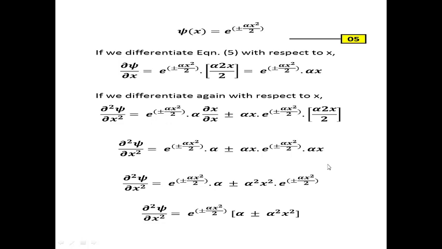Okay, so we can see that on both terms we have a common exponential term. Once I take out the exponential term from both terms, I get e power plus or minus alpha x squared by 2 as a common term. Then we get alpha plus or minus alpha squared into x squared. So this is the value we got for the second order differentiation of the wave function psi of equation number 5.